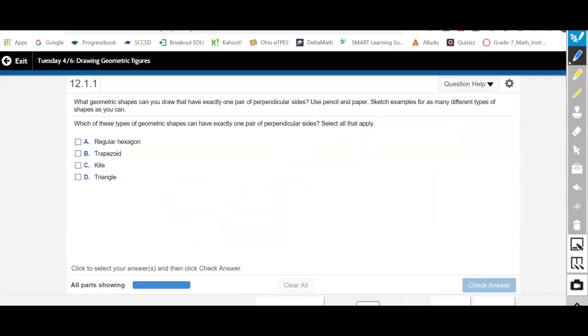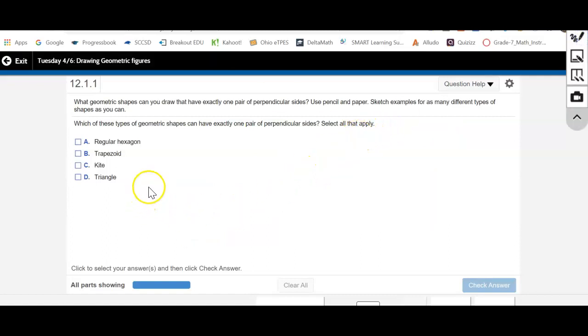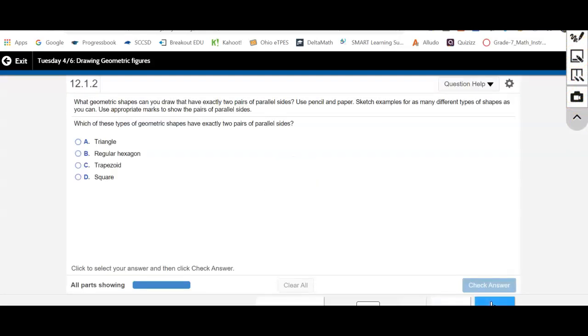So that's what you're doing on this, is you're just taking the definitions of the terms and trying to draw something based on the description rather than a picture.